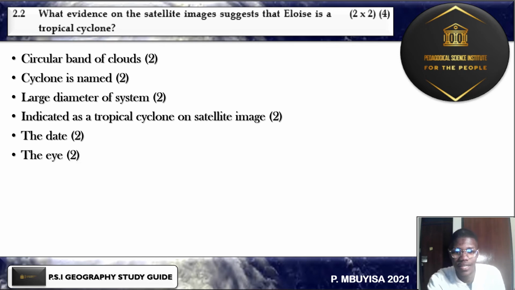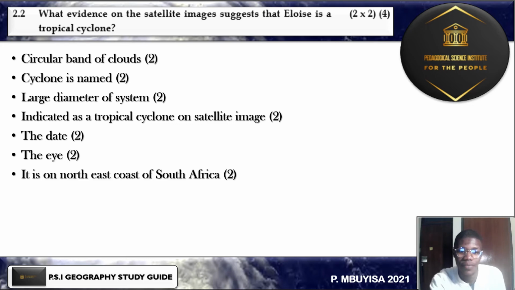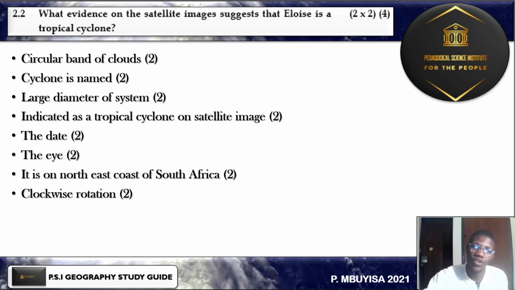Satellite image, the date also tells you that it is a tropical cyclone because you can see that it's occurring late summer, right, and early winter, so it can't be another system. And again, it has the eye, as we said, and it is in the northeast coast of South Africa in the warm ocean, so it's not in the western side, so it can't be a mid-latitude cyclone, so it's a tropical cyclone. And again, we have the clockwise rotation of air, and we know that all low pressure systems rotate in a clockwise direction in the southern hemisphere.